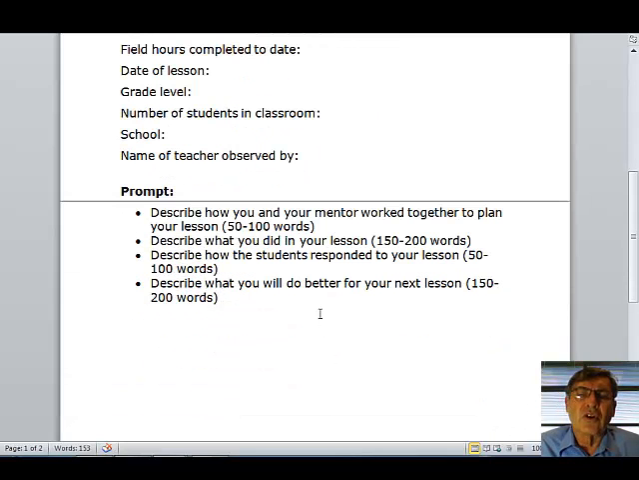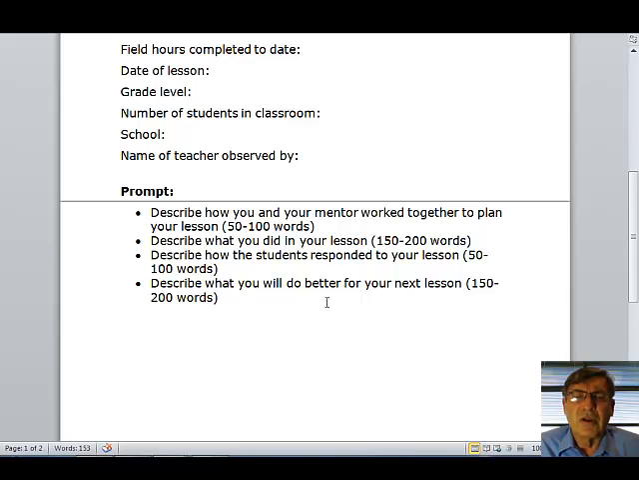The prompt. You're going to write 4 paragraphs. Paragraph 1, describe how you and your mentor work together to plan your lesson, 50 to 100 words. Describe what you did in your lesson, 150 to 200 words. Describe how the students responded to your lesson, 50 to 100 words. These 3 are all easy because you're going to put some concepts from the course in there and you're going to tell us what happened.